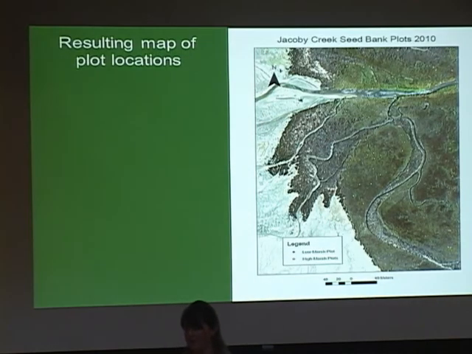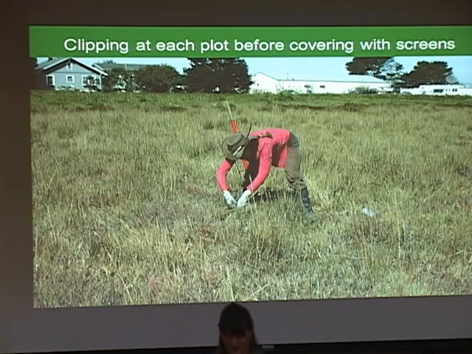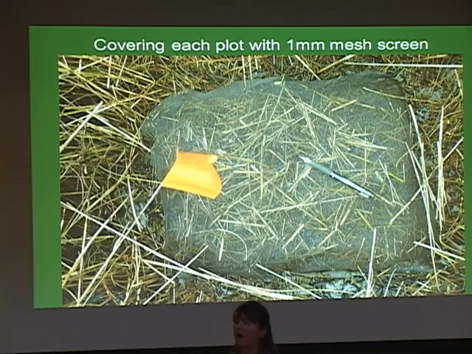This is an example of the plots that we chose. This is at Jacoby Creek. Once we came to a plot, we would estimate percent cover of vegetation by species using a 1 by 1 meter quadrat. And then within those plots, we had subplots that were 30 centimeters squared, and we would clip all the vegetation, mainly the Spartina, down to the ground so that we could place screens on top of the 30 by 30 centimeter square area.